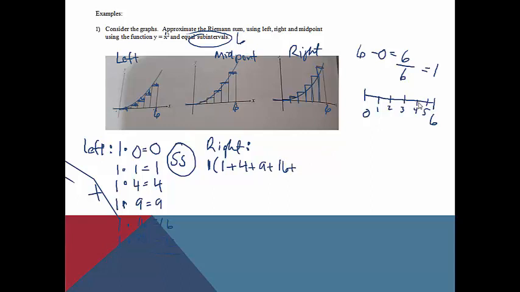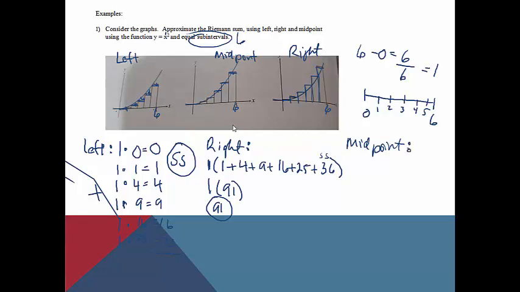And then 4 to 5, 5 is the right endpoint, so we'll get 25. And then between 5 and 6, 6 is the right endpoint, so if I plug in 6, I get 36. Okay, so now we're again going to have 1 times whatever that answer is, and that looks like 55 plus 36, which will end up being 91. 1 times 91 is 91. And notice we got an answer of 55 for the left, 91 for the right. So obviously 91 was too big because we have parts of the rectangles that are hanging off. So now let's go ahead and do the midpoint.